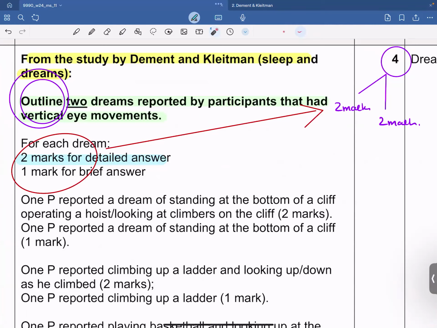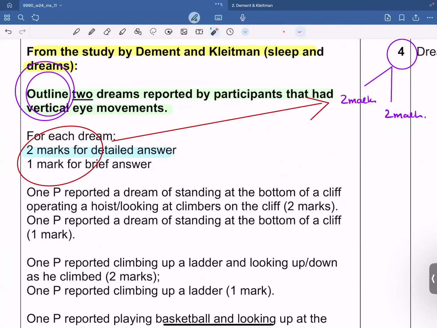Getting back to this question, the question again read, from the study by Dement and Kleitman outline two dreams reported by participants that had vertical eye movement. So for you to score 2 marks, you could write, one participant reported a dream of standing at the bottom of a cliff, operating a hoist looking at the climbers on the cliff. So this is how you're securing 2 marks. For the other 2 marks that you are to work for, you have two more dreams. You could write down about the dream about the ladder or basketball.